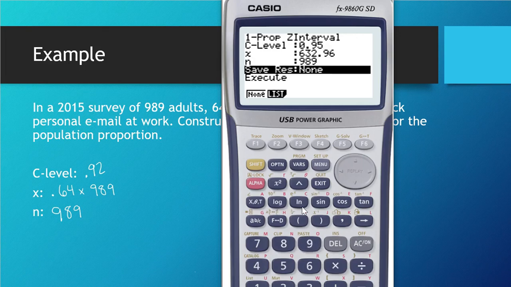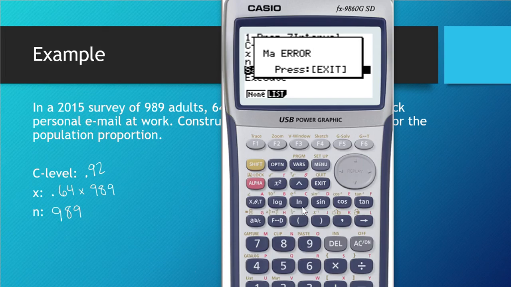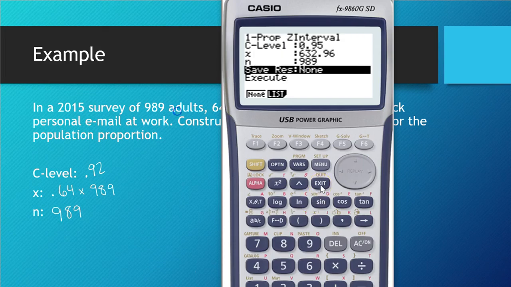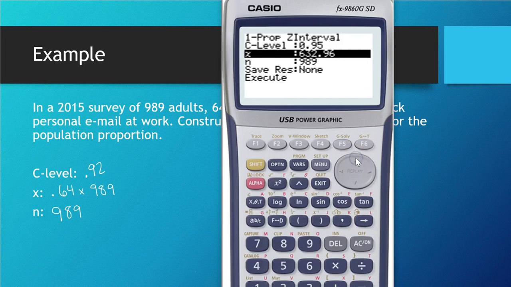Now, notice we got a decimal number for X because 64% of 989 is not an exact whole number. If you try and do this, the calculator will tell you error. Okay, it needs a whole number for the number of successes. So we're just going to go ahead and round that number if we get a decimal. So 632.96 is going to become 633.